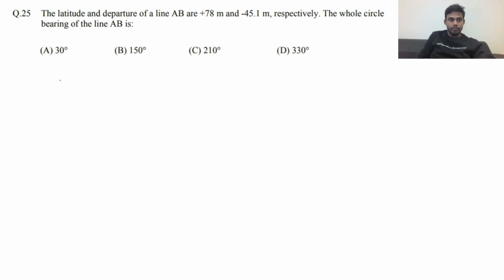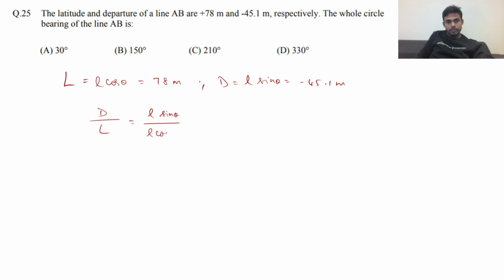So the latitude, capital L, is equal to length into cos theta, L cos theta, that is equal to 78 meter, and departure D is equal to L sin theta, and it is equal to minus 45.1 meter. So we want to find the bearing, that is theta. So we can divide departure by latitude. D by L is equal to L sin theta divided by L cos theta. So we will get sin theta by cos theta, that is equal to tan theta.